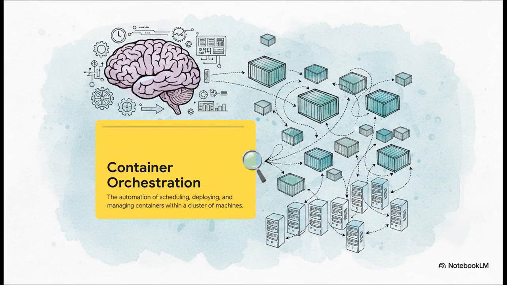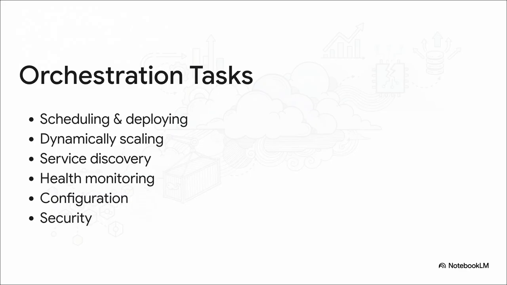Okay, so having a bunch of these zippy little containers is great. But what happens when you have hundreds or even thousands of them? You can't manage that by hand. You'd go insane. You need a brain to manage the whole operation. And that's where orchestration comes in. An orchestrator, and the most famous one is Kubernetes, is basically the operating system for your entire cluster.